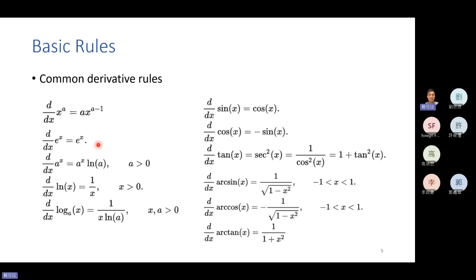And one special case is that the derivative of e to the power of x is the same as its original value. It doesn't change. So that's why we love the natural constant e, because it doesn't change after the derivative. Okay, so other rules are just for your reference. We are not going into the details of the rules.